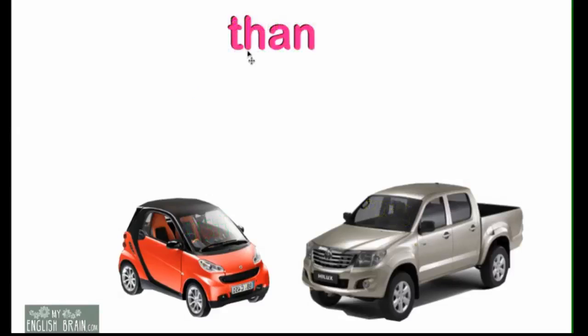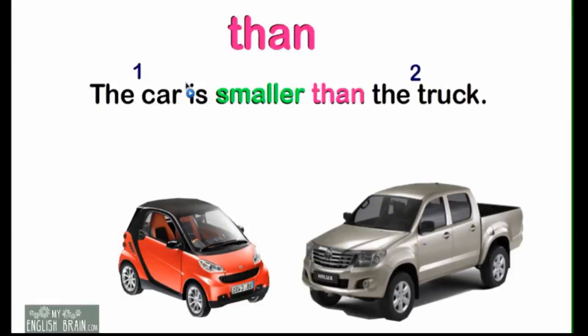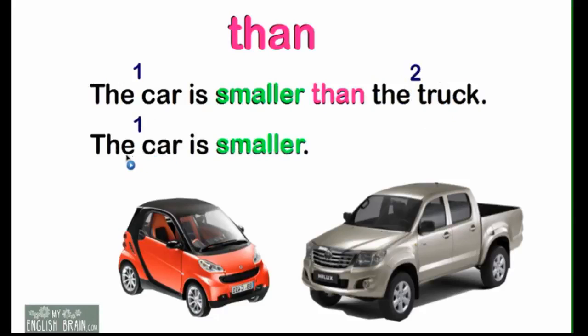Another important thing to think about for the comparatives is the word than. For example, the car is smaller than the truck. We use the word than when we talk about one thing compared to another thing. But if we only use one thing, for example, the car is smaller, then we do not need to use the word than. Than is only when we talk about one thing and compare it to the other thing. Very good.